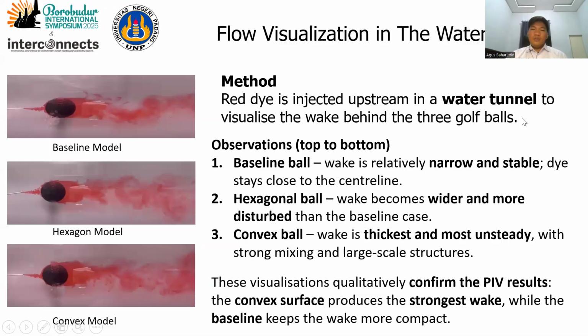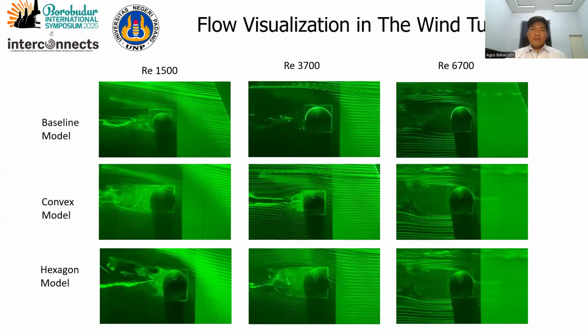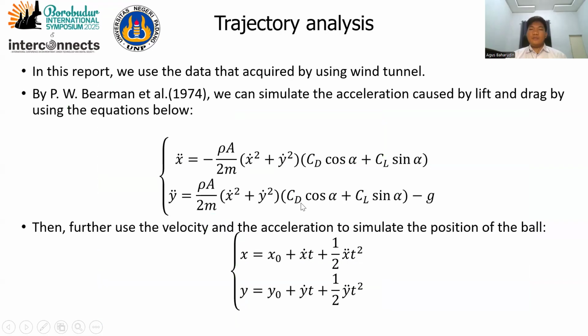Next is about the flow visualizations in the water tunnel. Our method is by using the red dye that is injected upstream in the water tunnel to visualize the wake behind the three golf balls. These visualizations qualitatively confirm the PIV results. The convex surface produces the strongest wake, while the baseline keeps the wake more compact, as in the previous results. The same patterns occur in the flow visualizations. For example, the convex model at a low Reynolds number creates a more complex wake, and all of the situations are the same as the previous results.